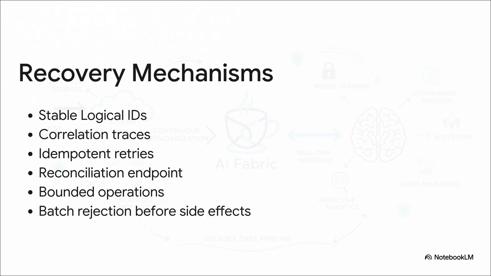Because responses can be lost so easily, these rescue mechanisms are literally non-negotiable. You absolutely need stable, logical IDs, correlation traces for debugging, and idempotent retries. Plus, you need an explicit reconciliation endpoint that reloads source rows and explicitly reports every single result. And if a batch is oversized, reject it before any side effects happen. These tools ensure that a failed operation doesn't just masquerade as a generic success.